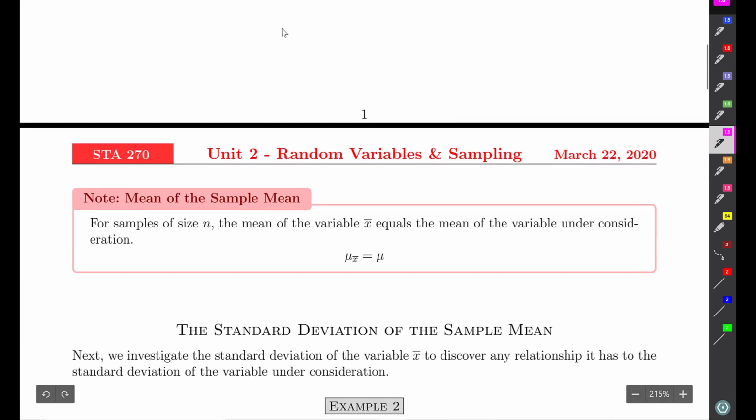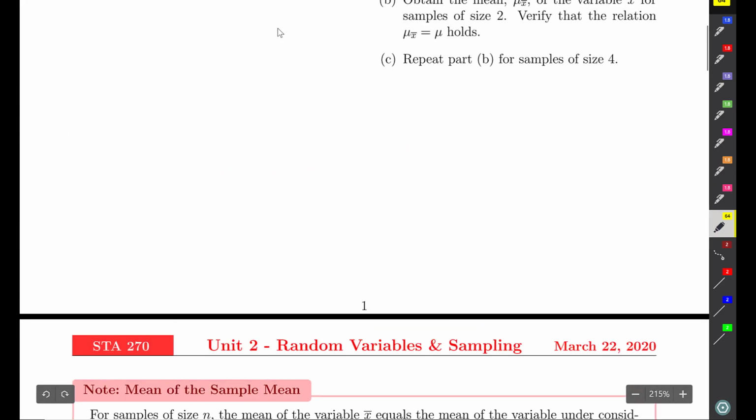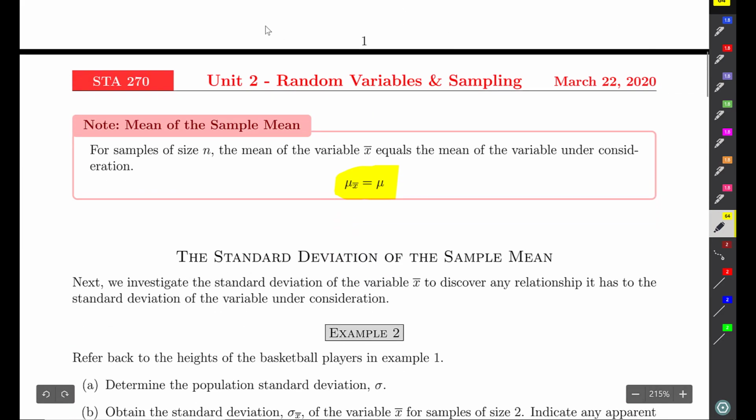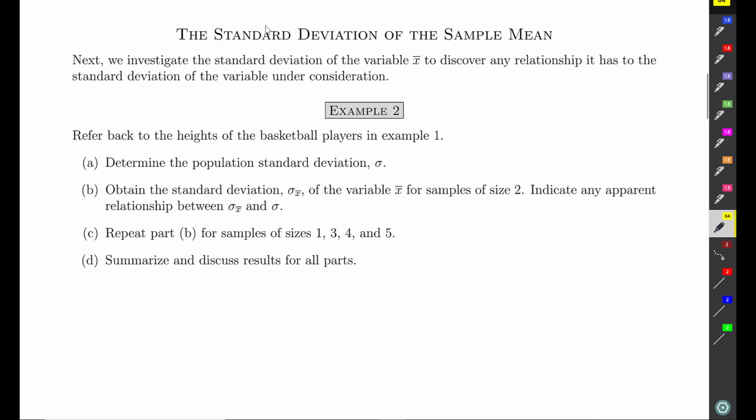So nothing real fancy there. Just know that the mean of the sample mean is equivalent to the population mean. That's the big thing that we wanted you to take away from that. The standard deviation is not going to be a difficult computation. We're not introducing any new mathematics here. We're still using the same formulas that we've used before.